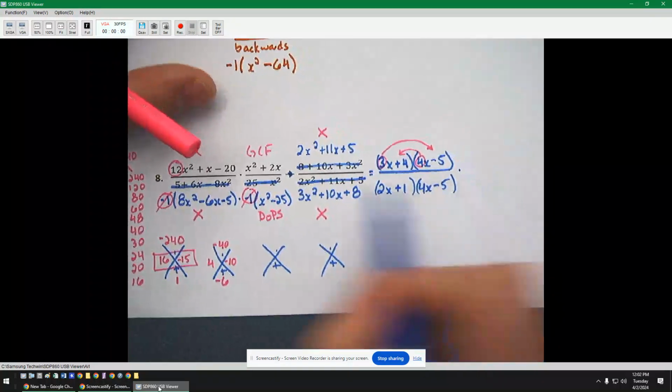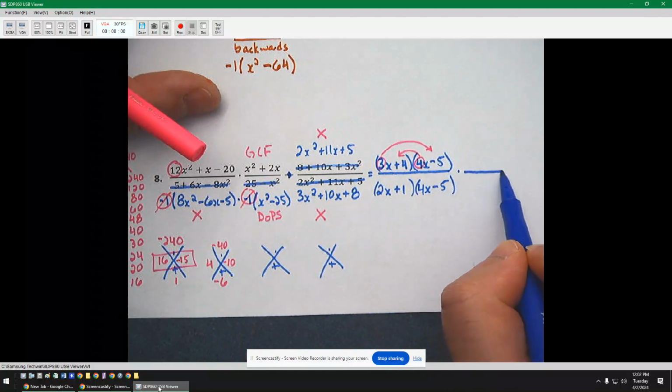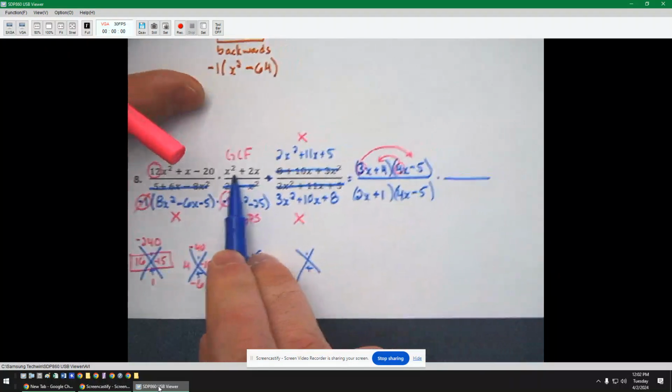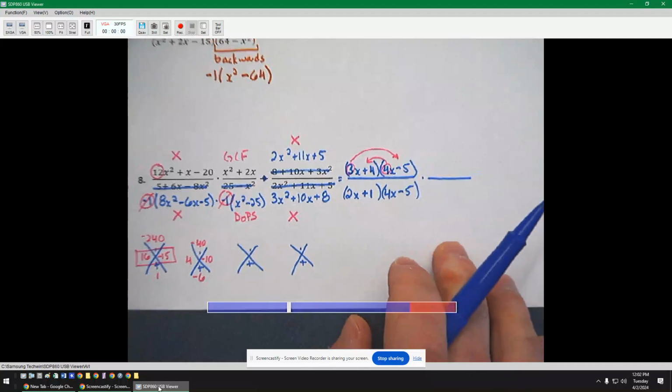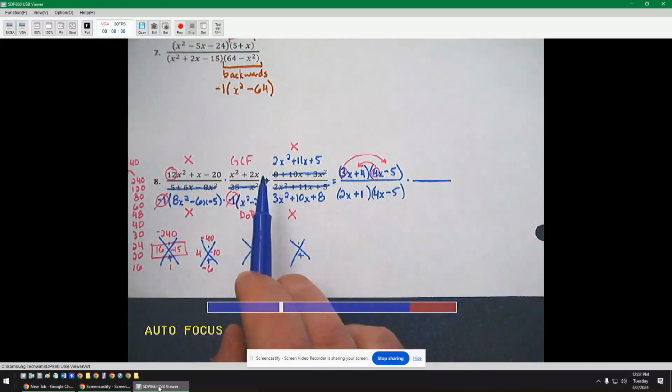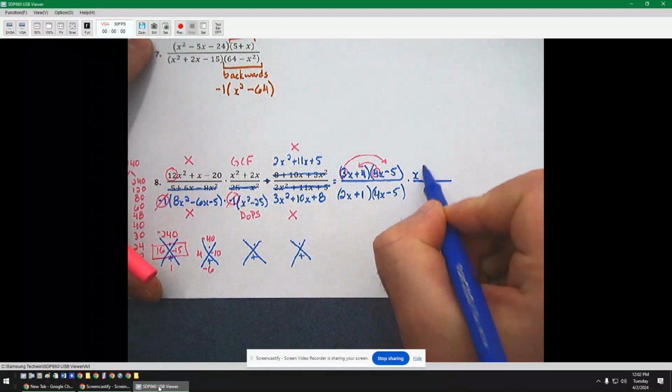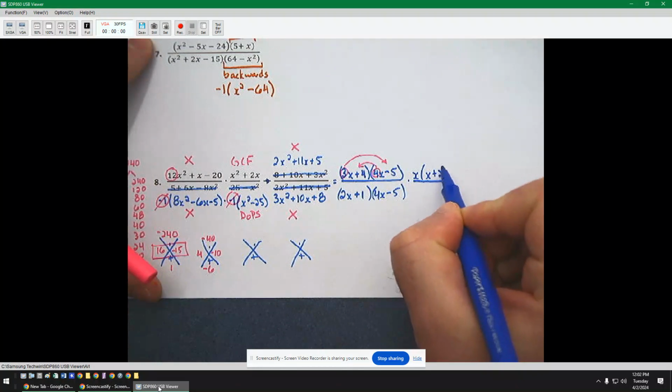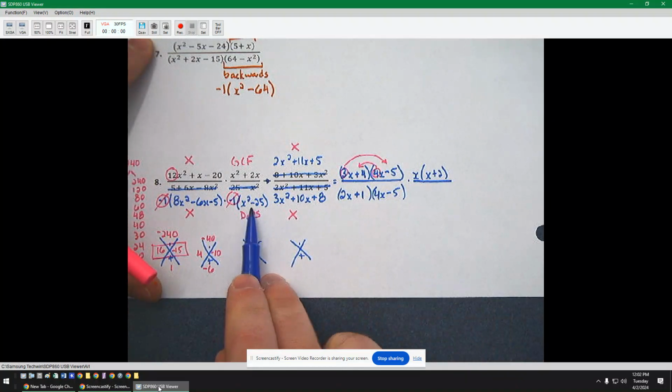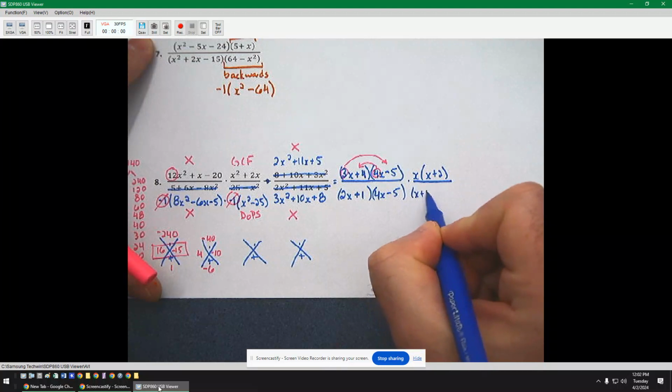All right, we keep going. Move on to the next one. I don't need any x's for the next part. This is just a GCF. So these both have, let me zoom out a little bit. These both have an x, so I'm going to take out an x. That leaves behind an x plus 2. This on the bottom is a difference of squares, x plus 5, x minus 5.